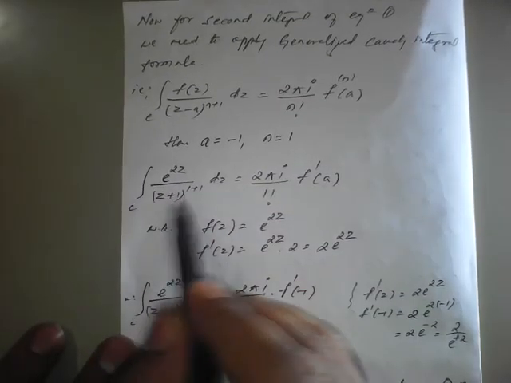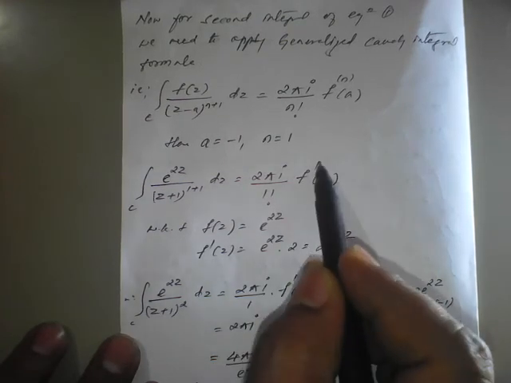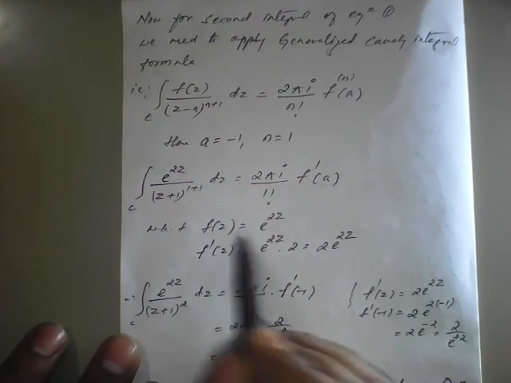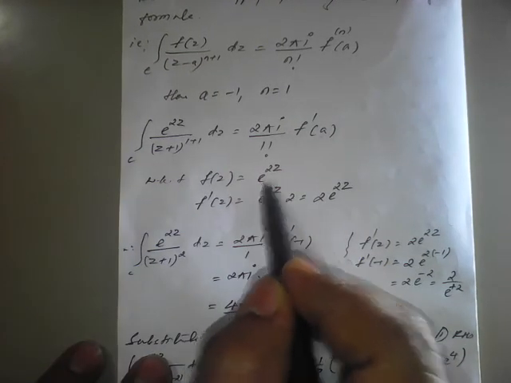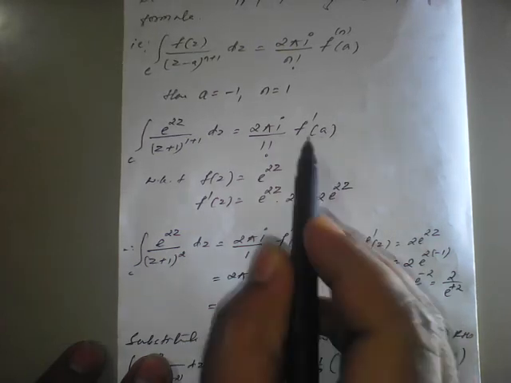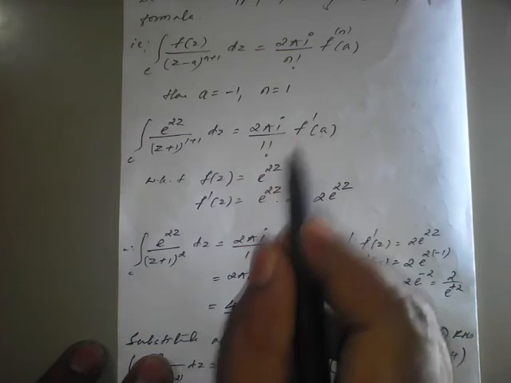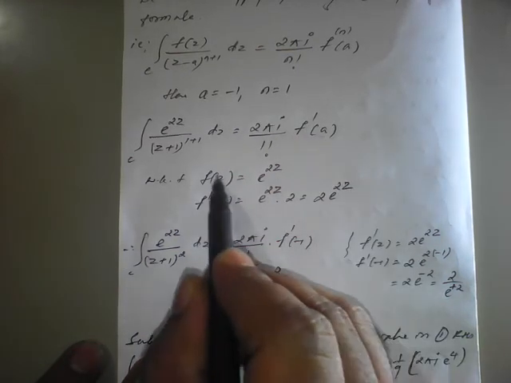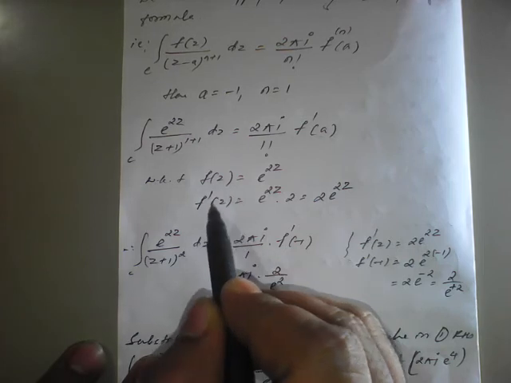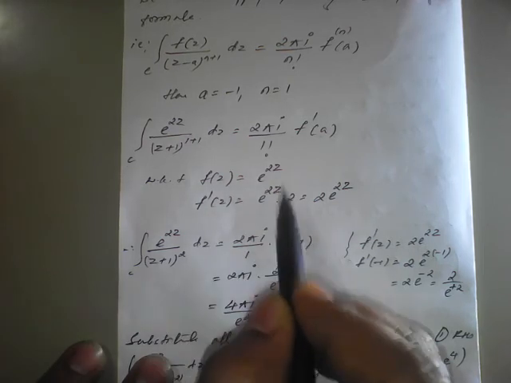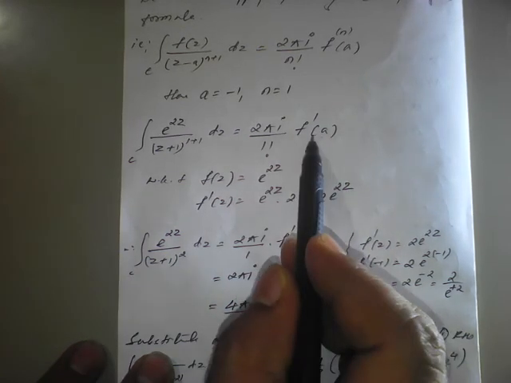So the right hand side is 2 pi i upon 1 factorial. Because n is 1, we need f dash of a, which means the given f of z we have to differentiate only once. So f dash of z is the differentiation of f of z, which is e raised to 2z into 2, that is 2 times e raised to 2z. So this value you need to apply here.